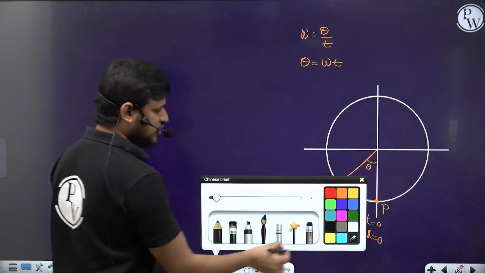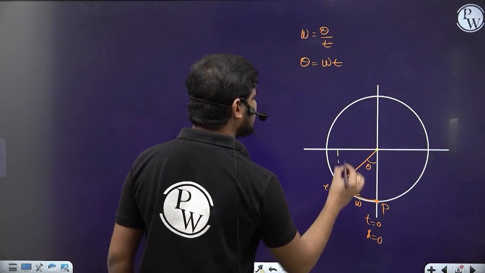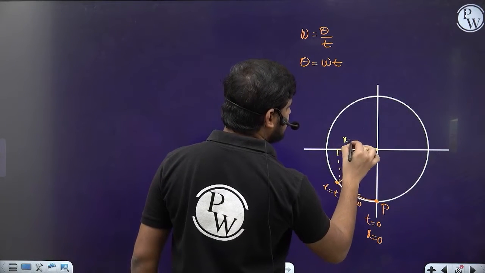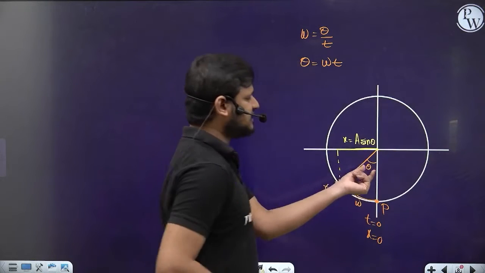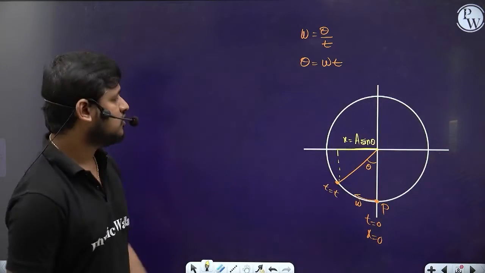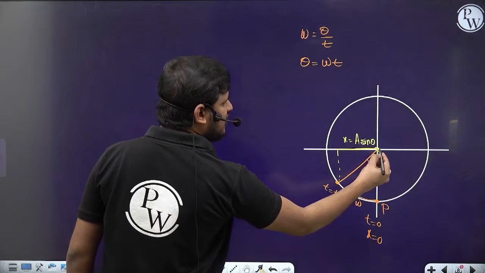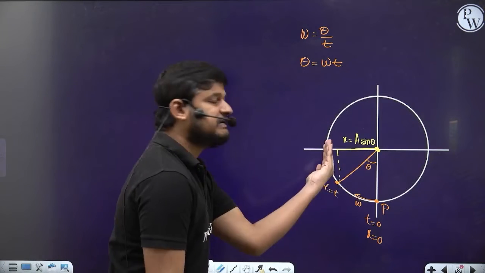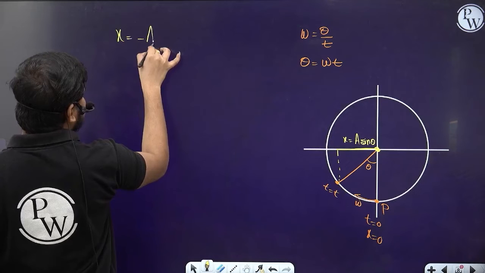Now what's the projection on the x? If it is theta, then this will be x is equals to A sin theta, this point. If it is theta, this side will be A sin theta. Now as it is to the left of the origin, to the left of the center, I am taking it as minus. Therefore x is equals to minus A sin theta.